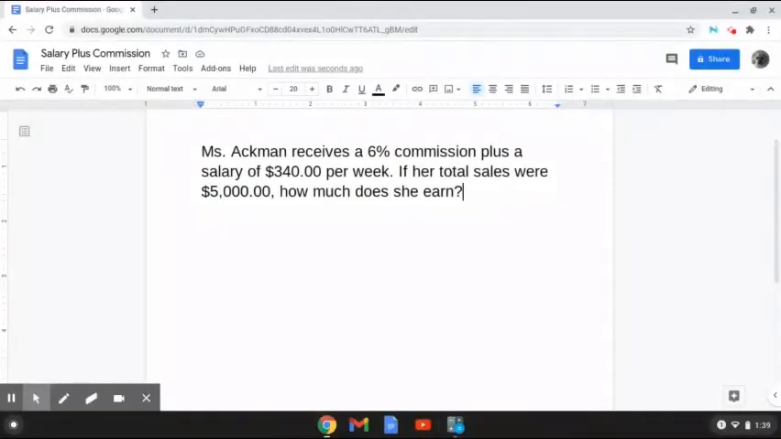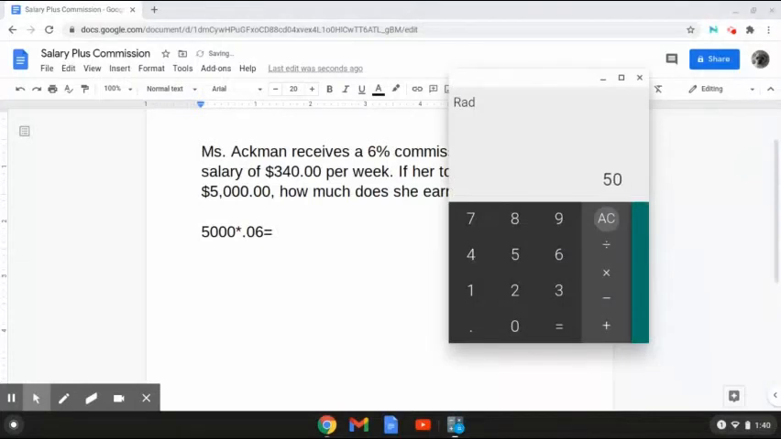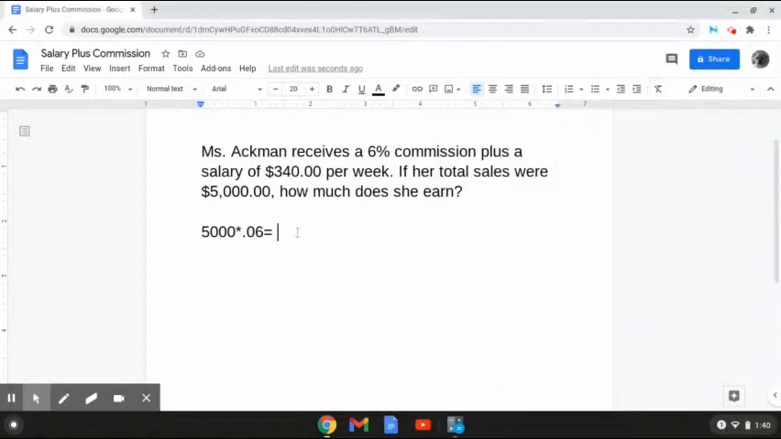Alright, so this next problem reads, Miss Ackman receives a 6% commission plus a salary of $340 per week. If her total sales were $5,000, how much does she earn? So the way that we're going to solve this is like we've been doing before. First, we're going to multiply the total sales by the commission rate. So 5,000 times, and remember we need to change the percent into a decimal, so this will become 0.06. So 5,000 times 0.06. Okay, that will give us 300.